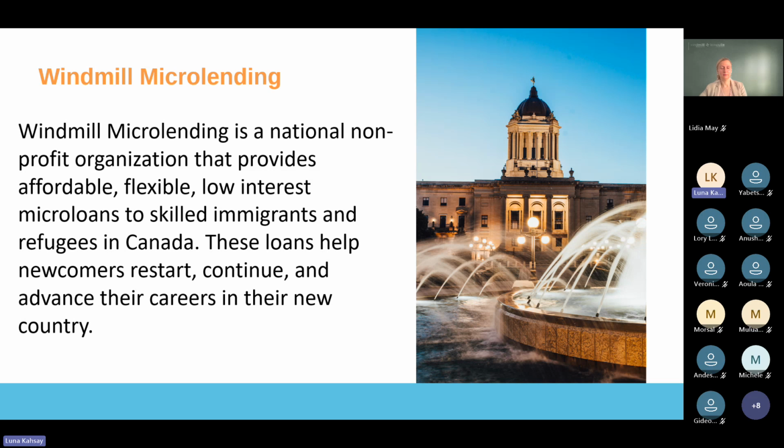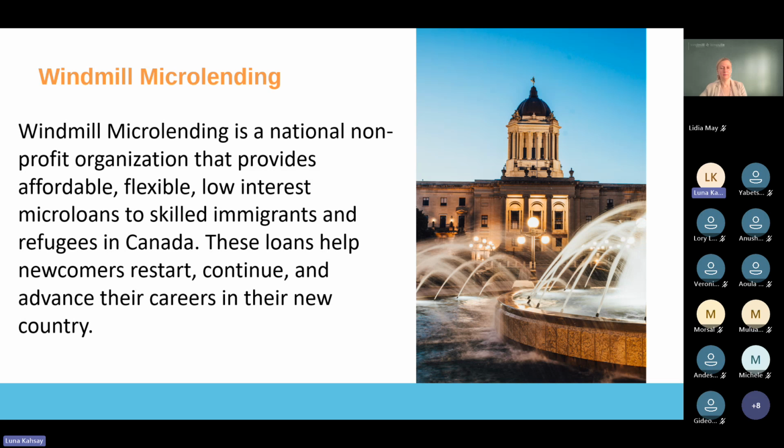Our presentation today will cover how Windmill Microlending offers affordable, flexible, and low-interest loans for up to $15,000 exclusively for newcomers like you, and how their loans can help for credential licensing exams, training, education programs, relocation, and even child care while you study.